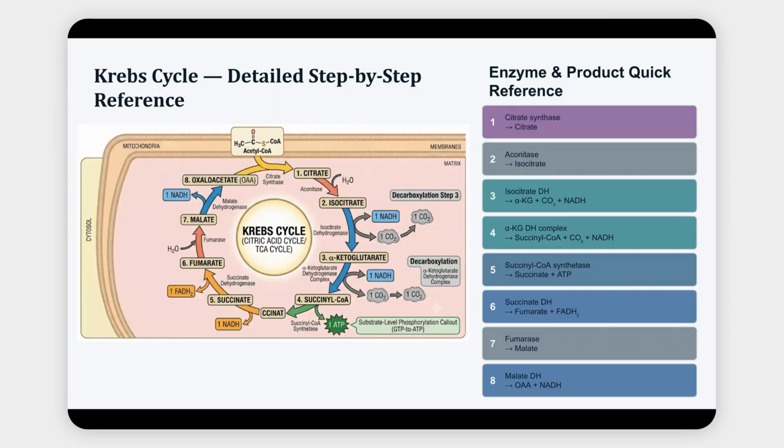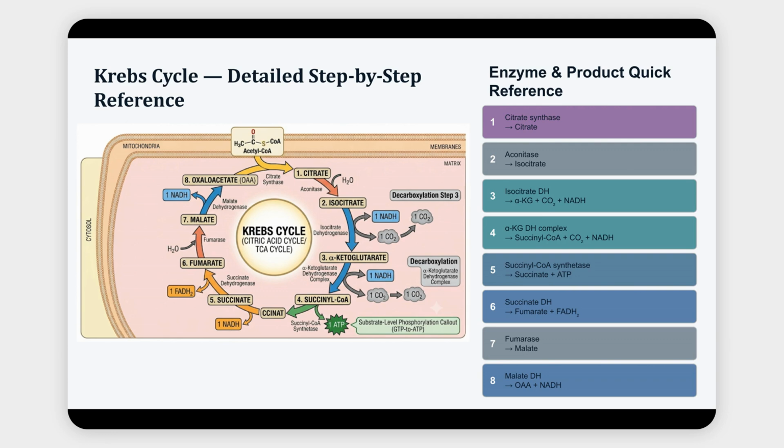Let's look at the detailed step-by-step reference of the Krebs cycle. The reference slide gives you the complete Krebs cycle diagram alongside the enzymes, the products, and a quick reference table. I want you to study this cycle and pace it. I want you to name each intermediate, the enzyme on each arrow, and the product of each step.